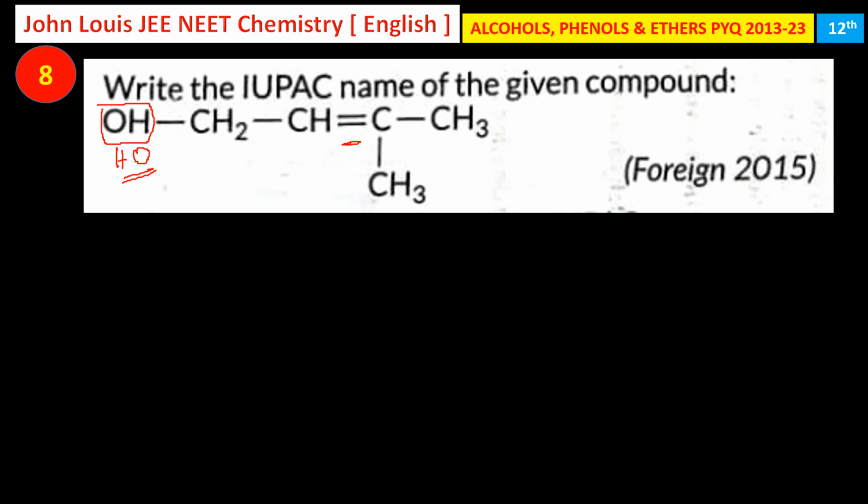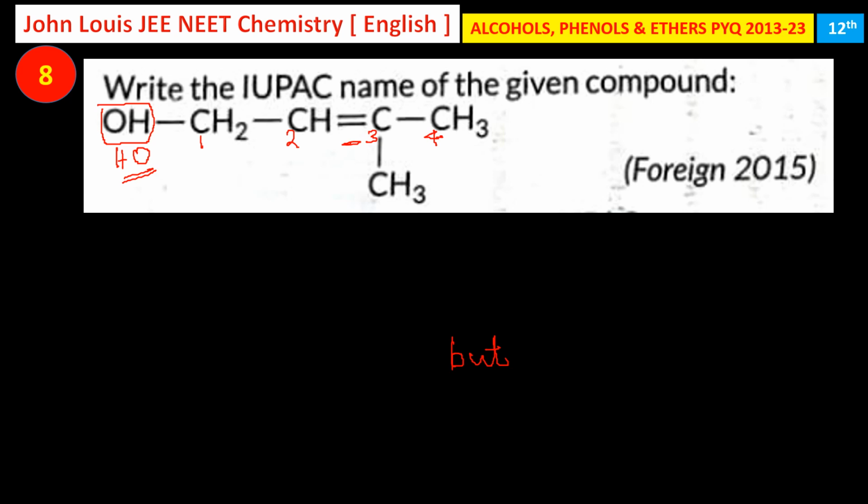Therefore, you start numbering from this end: 1, 2, 3. If you go down, it's 4. If you go straight, also it's 4. Therefore, it is better to choose a straight line. So in the main parent compound, there are 4 carbons. Therefore, what should be the name? It should be but.